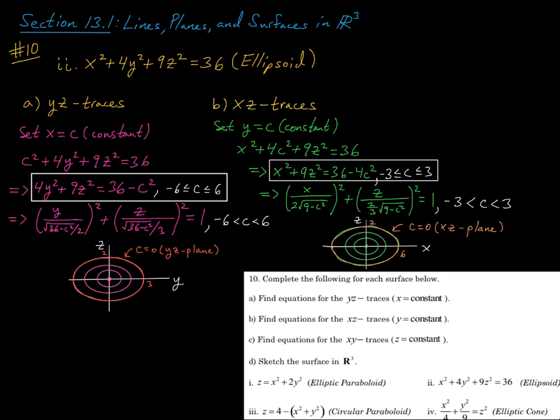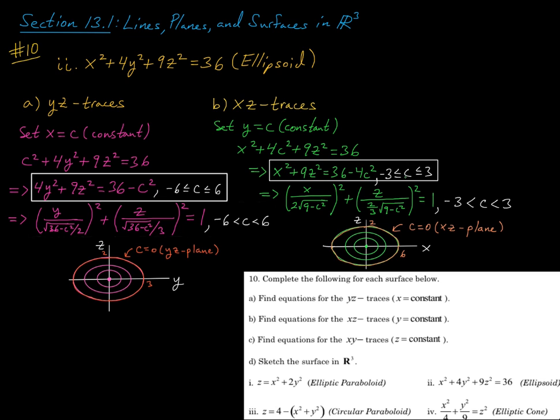All right, so then moving on to part B, pretty similar here. We set y equal to c, so we get the equation x squared plus 4c squared plus 9z squared is equal to 36. So again, I'll move the 4c squared over to the right-hand side. And now, again, the left-hand side is a sum of two non-negative terms, so the left-hand side has to be non-negative. Likewise for the right-hand side, and that's going to happen when c is greater than or equal to negative 3 and less than or equal to positive 3.